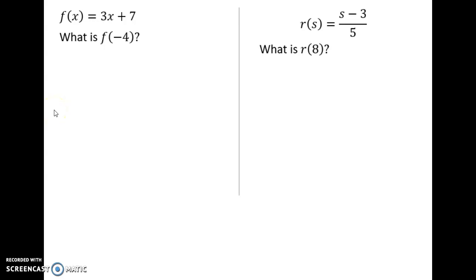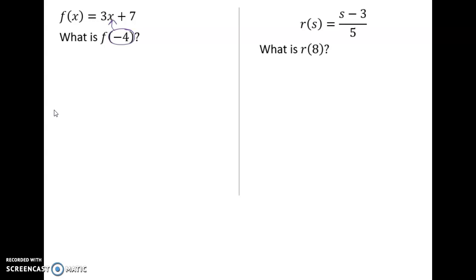When evaluating functions, it's really important to remember that when we've got, in this case, f of -4, I'm going to plug in this -4 right here into my x, because my function is f of x equals 3x plus 7. So f of x is the name. I'm plugging into x, and then 3x plus 7 is my function rule.